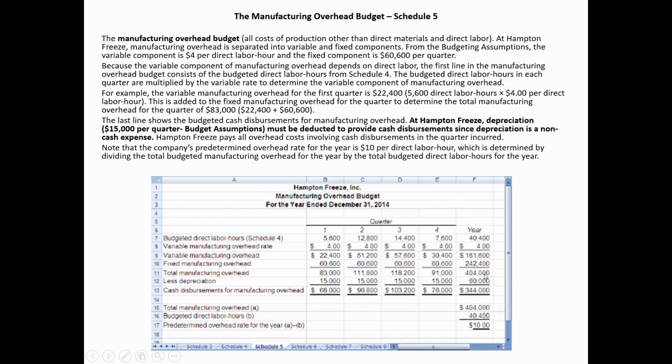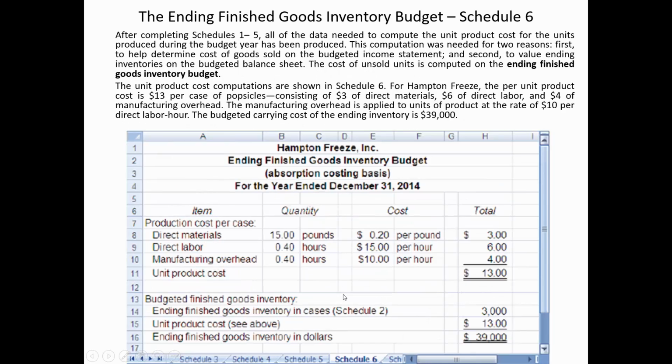And so then what we're doing is we're looking at our total manufacturing overhead. So the bottom part of the schedule is the total manufacturing overhead, $404,000. We're going to look at our budgeted direct labor hours of 40,400, and then we're going to divide the 404,000 by 40,400 and come up with a predetermined overhead rate for the year of $10. And we'll need this when we are preparing some of the budget sheet items. So this is Schedule 5, the manufacturing overhead budget.